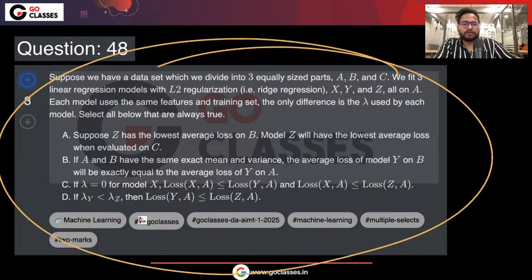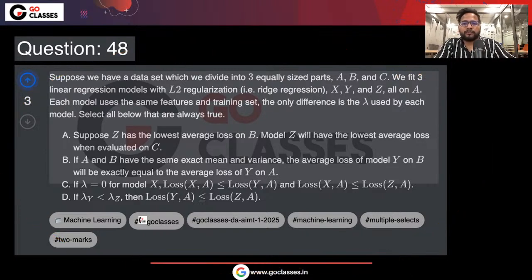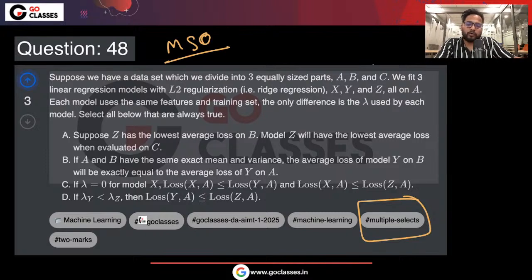So let's see this question. This is question number 48. This was a nice question. How many of you were able to solve it? Let me know. By the way, this was an MSQ, multiple select question. They are saying that you have your data set.